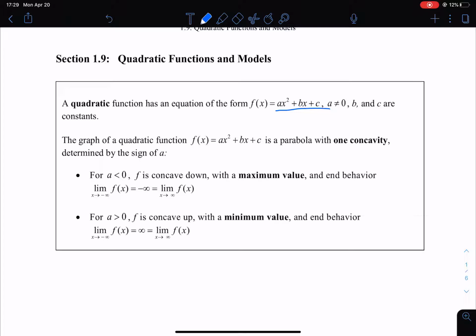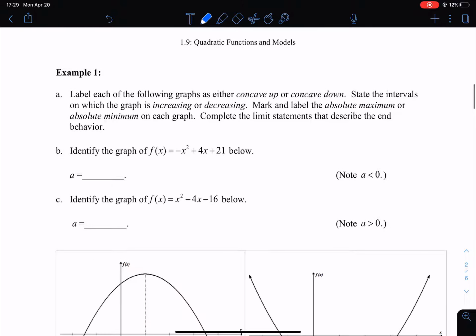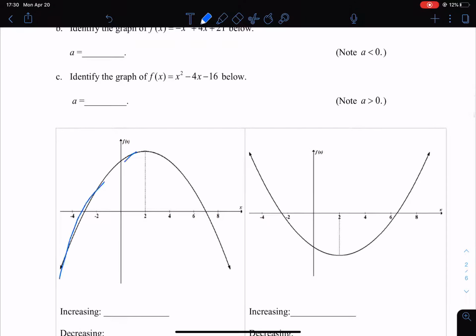For example, if the function is concave down, then we have a maximum value, and the end behavior, as x goes to infinity and x goes to negative infinity, both go to negative infinity. And concave up is similar, so this one is straightforward. And let me see. So this function is concave down. This is concave up.